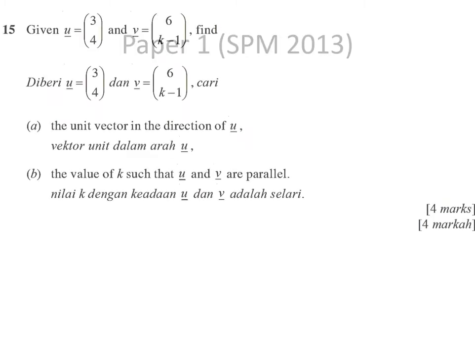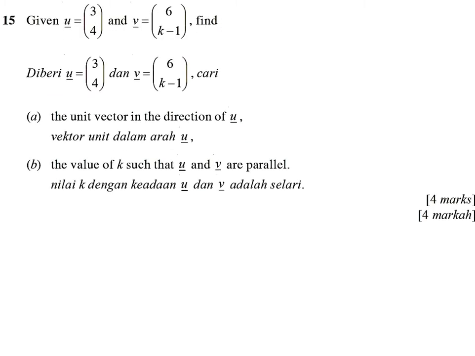Alright, let us have a look at how we are supposed to apply the concept of parallel and non-parallel vectors in the SPM question. We start with the SPM 2013, Paper 1 question. You are given vector u is (3, 4), vector v is (6, k minus 1). Firstly, the question asks you to find the unit vector in the direction of u. This one you must understand. (3, 4) here will give you a magnitude of 5.